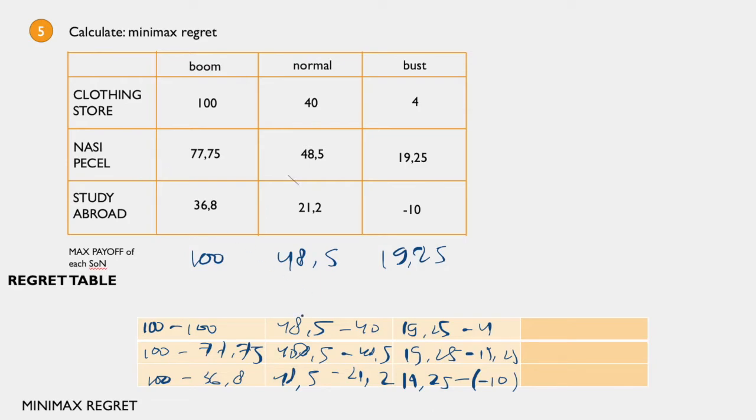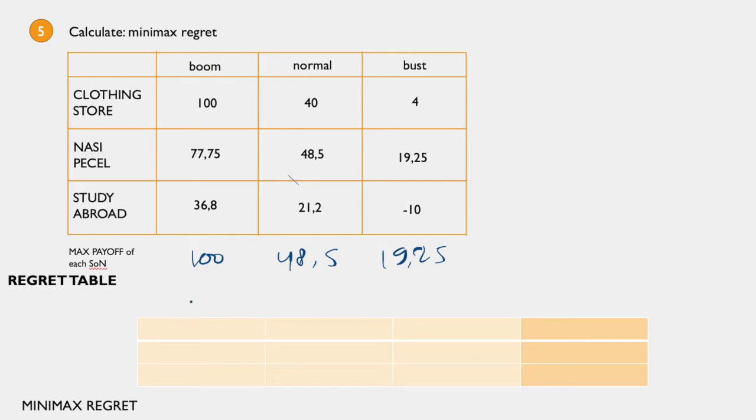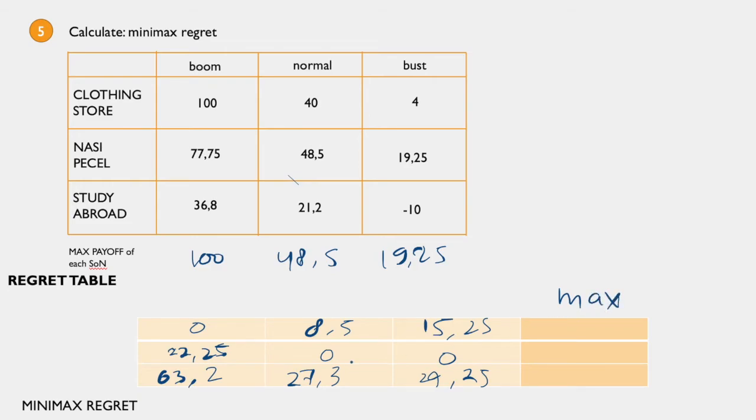Okay, after we have this, we have to calculate it. I'll delete it so it's easier to read. For this one is 0, this one is 22.25, this one is 63.2, this one is 8.5, this one's 0, 27.3, 15.25, 0, 29.25. Okay, this is our regret table.